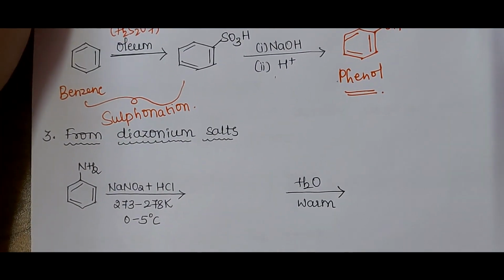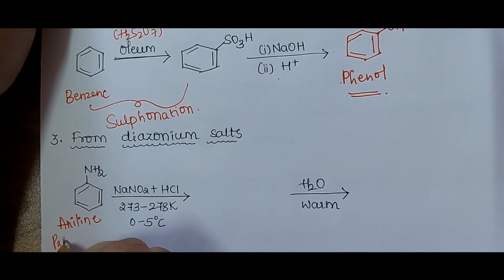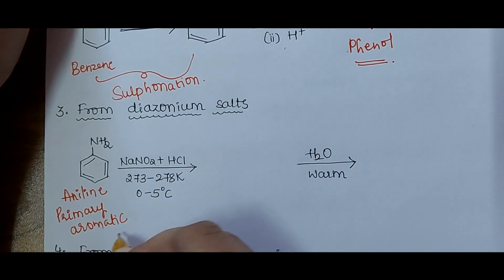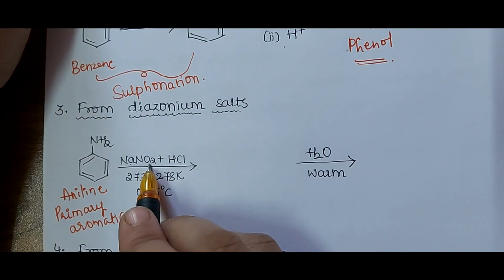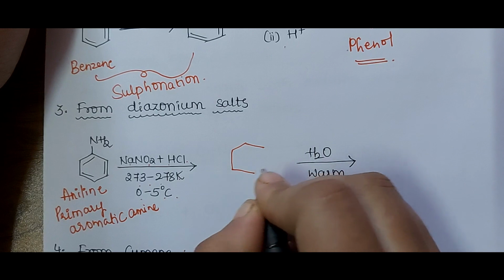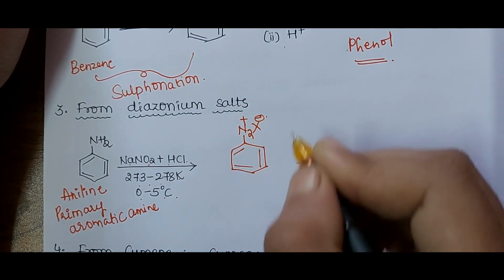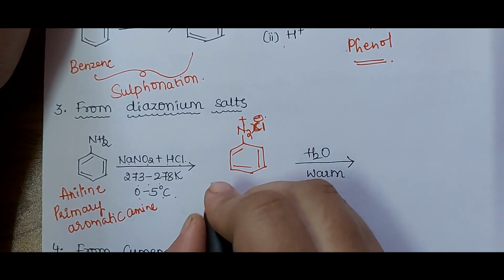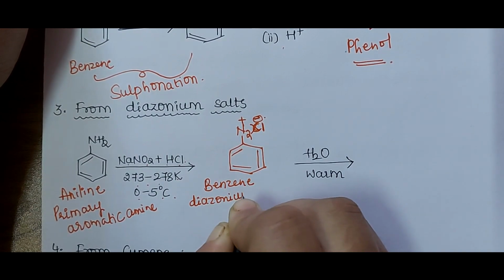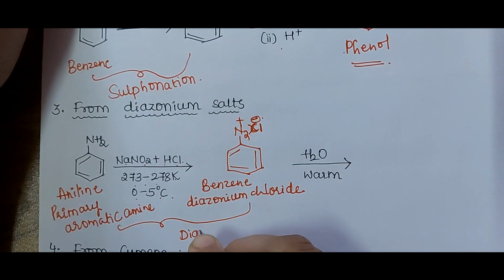We'll go with the next method, that is the third method, from diazonium salt. Diazonium salts are formed from aniline. Aniline is also called a primary aromatic amine. So the first step is the preparation of diazonium salt using a primary aromatic amine called aniline. When aniline is made to react with sodium nitrite and hydrogen halide at a temperature of 273 to 278 Kelvin, or 0 to 5 degrees Celsius, it results in the formation of benzene diazonium salt. Since the halide used here is chloride, it is benzene diazonium chloride that is formed. It is represented as given below. And this reaction of conversion of primary aromatic amine into diazonium salt, we call the diazotization reaction.